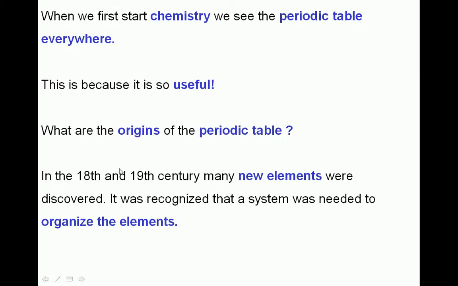Okay. So now we're going to talk about the periodic table, and the periodic table is extremely useful. So where does it come from? Well, through the 18th and 19th century, there were many new elements discovered, and it was recognized that it was a really difficult task to memorize the properties of all of the individual elements. So if there was a way of organizing them such that the properties were arranged in a systematic fashion, then that would make things a lot easier.